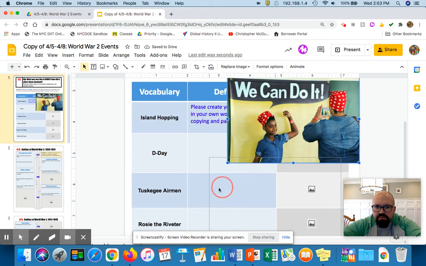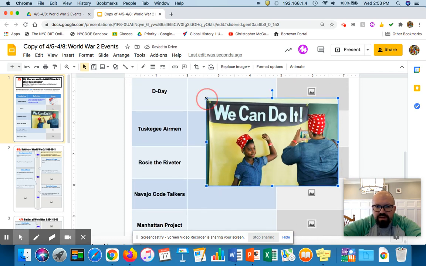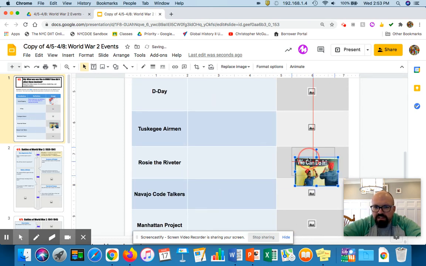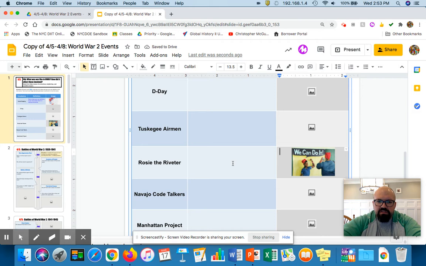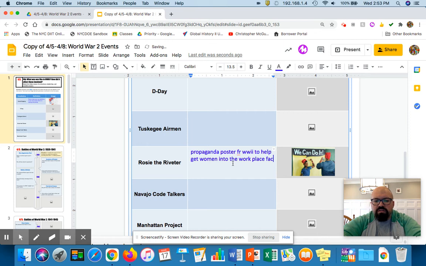Okay, remember, unfortunately, I don't know how to get it to only go into that box, but with Google Slides, it is much easier than in Docs to adjust an image, okay? So just make sure you put it over that, right? So Rosie the Riveter is a propaganda poster for World War II to help get women into the workplace, specifically factories, to help the war effort. Good, done.